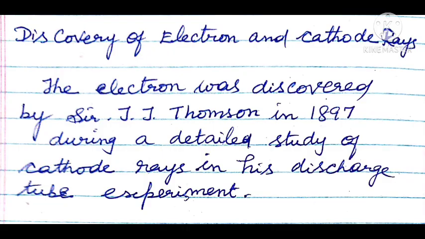Discovery of electron and cathode rays. The electron was discovered by Sir J.J. Thomson in the year 1897 during a detailed study of cathode rays in his discharge tube experiment. Let us learn what is discharge tube.